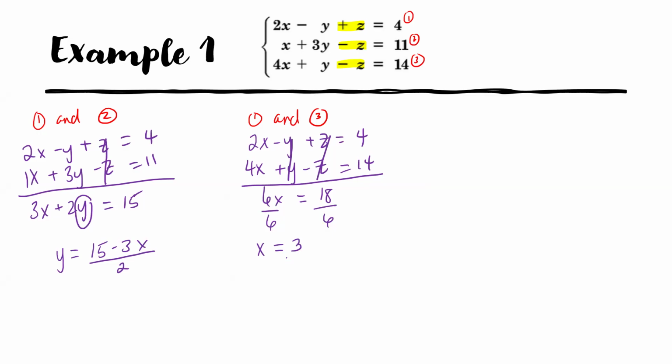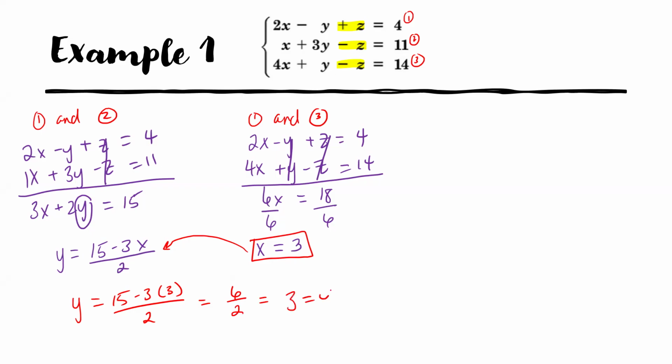So now I'm in a position to start solving. I already found x, right? Boom. Now that I found x, can I find y? So now I can find y. So where x is, we're now replacing it with a 3. So we have y equals 15 minus 3 times 3 divided by 2. What's 15 minus 9? 6. 6 divided by 2 is 3. So now we also know that y equals 3.